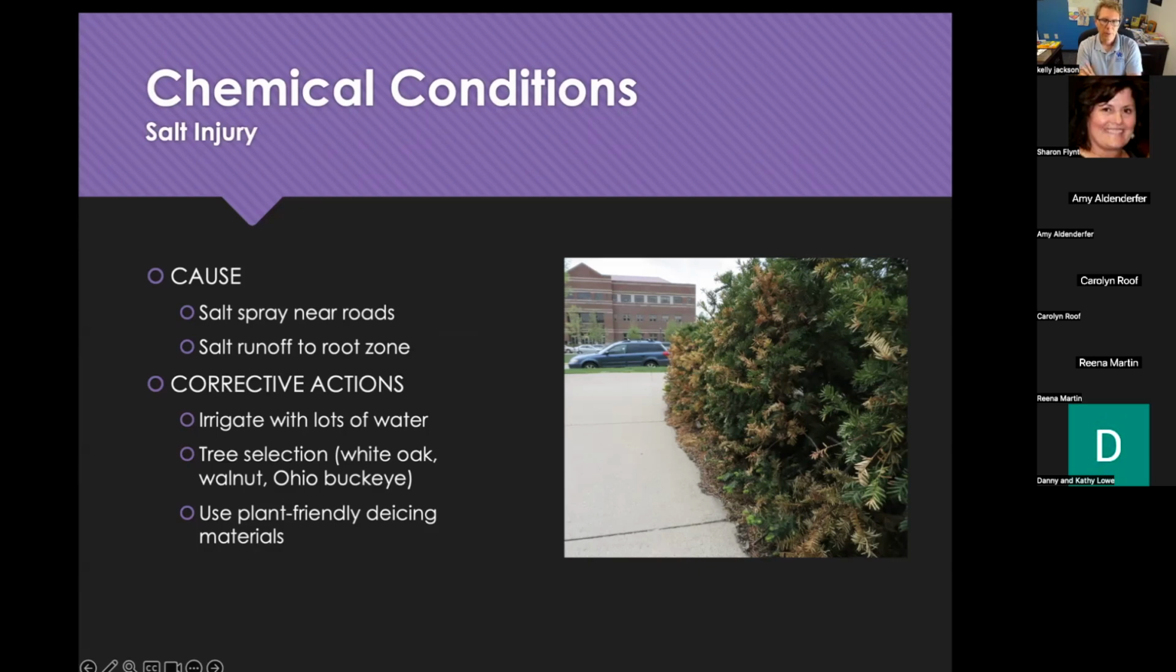What can you do about it? You can try to flush the soils. If it was a mistake, something got poured out there, you can try to flush the soils. I don't know how effective that would be. You can also pick plants that don't care about salt. That's not an issue for them. And I listed just 3 there, but if you do some research, you'll find there's quite a few for which salt's not an issue.